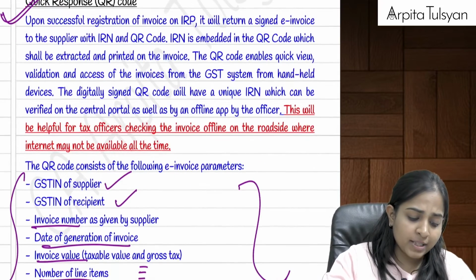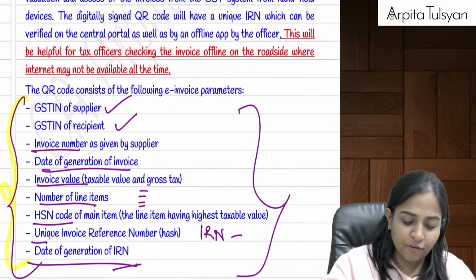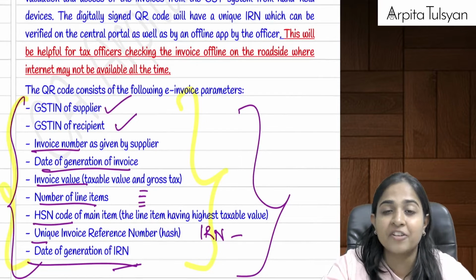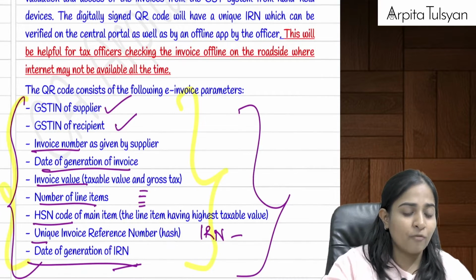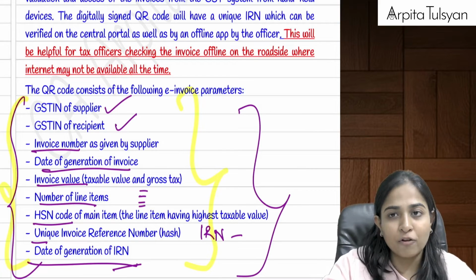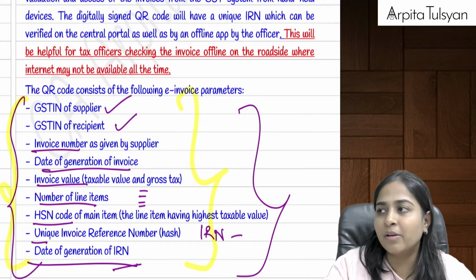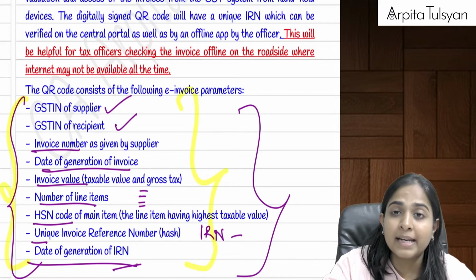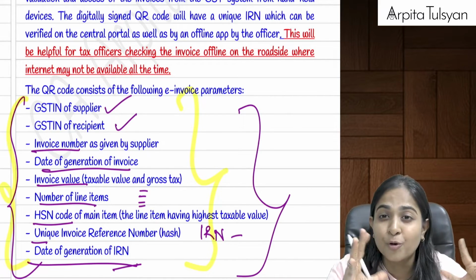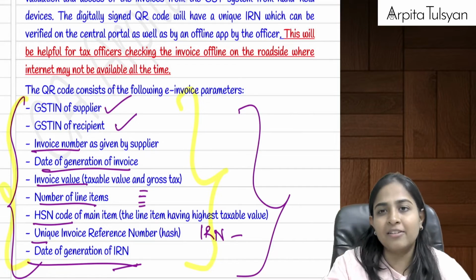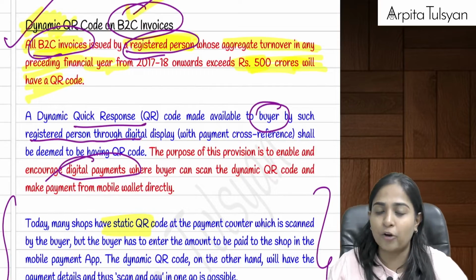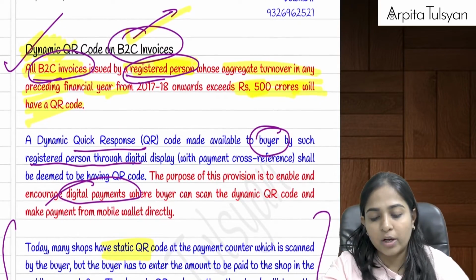Now once you scan that QR code, what all information will the officer get after scanning it? GST number of both. See, e-invoice is applicable only for B2B, so GST details of both of them will be available. Invoice number will be available. Details of goods, HSN, everything, IRN number, etc. All those details can be checked just by scanning the QR code.